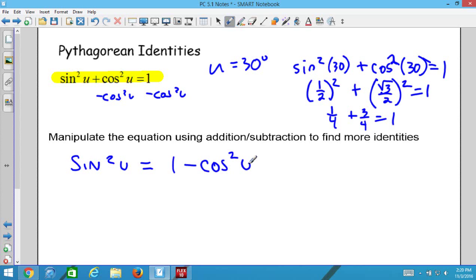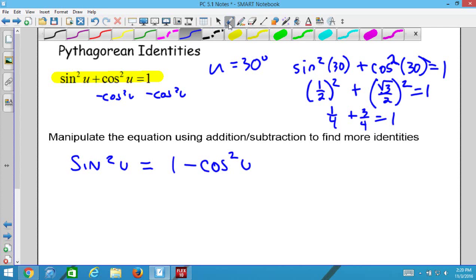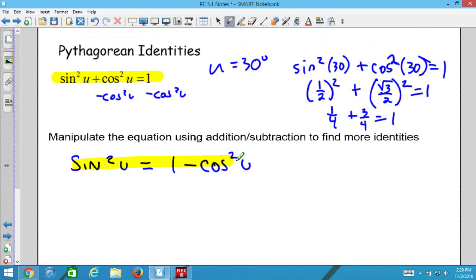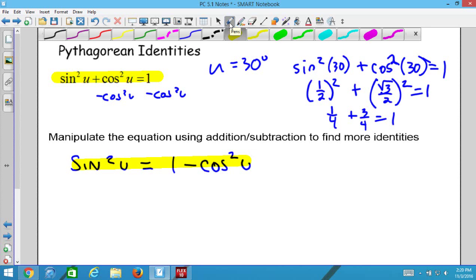This is equivalent to the original one. They're equivalent. So this is another one of our Pythagorean identities. That's number 2. We have 2 so far.